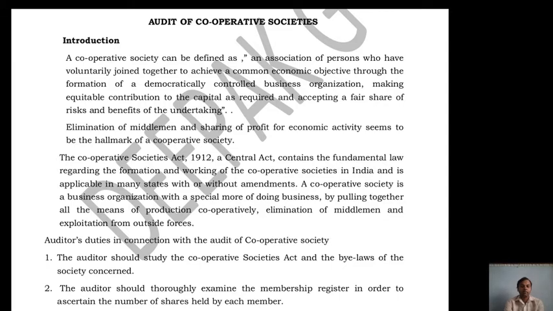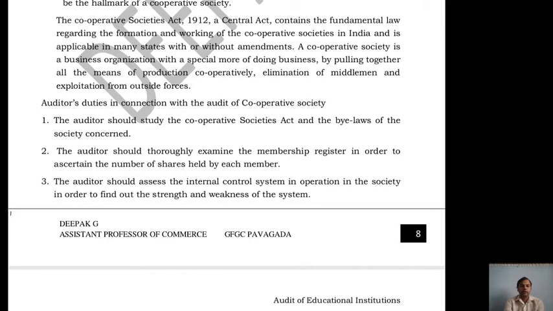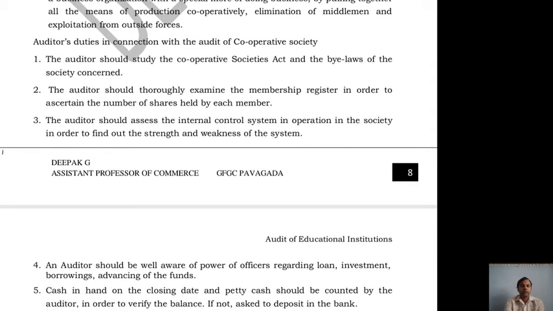What will an auditor do in this cooperative society? He will first of all study the Cooperative Society Act, what rules and regulations and bylaws, and thoroughly examine the membership register, how many members have been registered and the number of shares held by each member in the society, and assess the internal control and internal check system which has been implemented in the cooperative society.